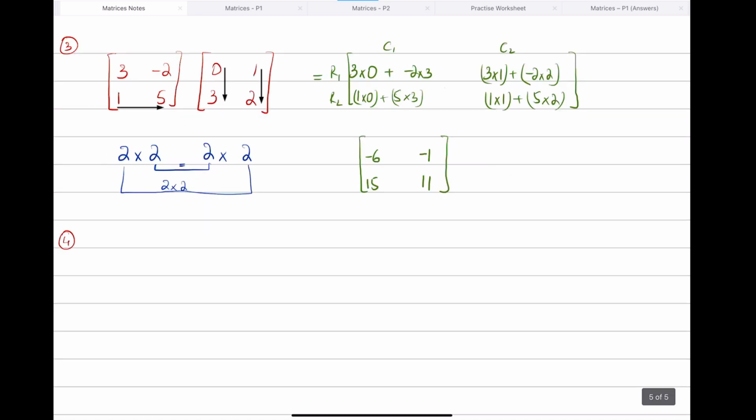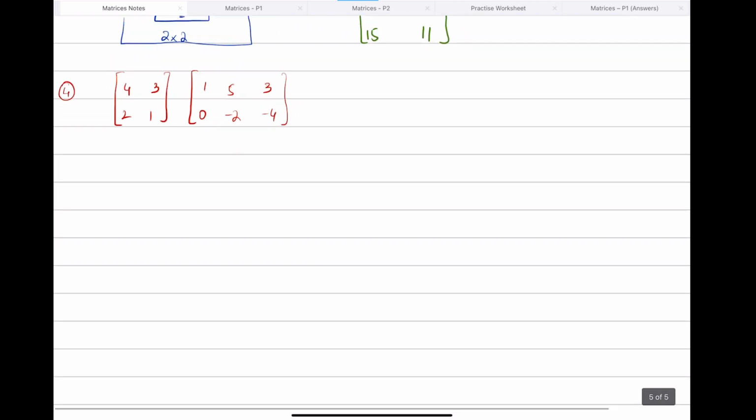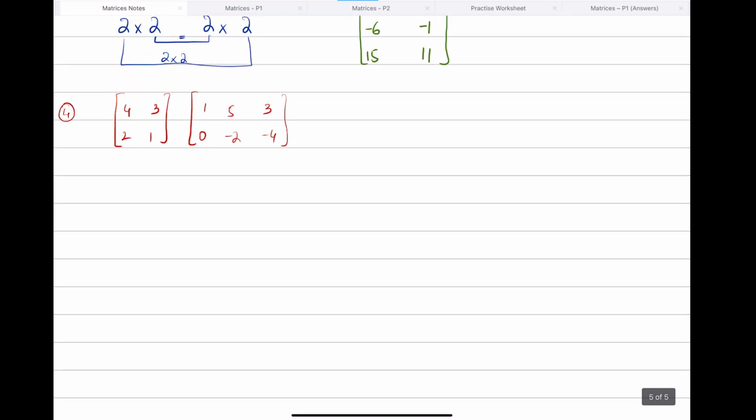Let's say that you have the following. Now let's do a really complex example, in fact. Let's say you have 4, 3, 2, 1, which is now being multiplied by a 2 by 3 matrix. So let's say 1, 0, 5, minus 2, 3, negative 4. So first question, is it possible to multiply these two matrices?